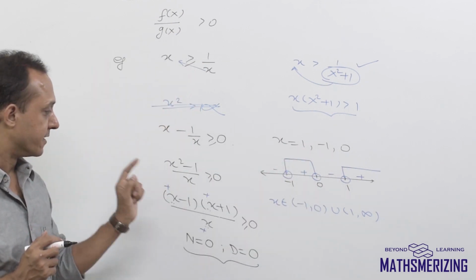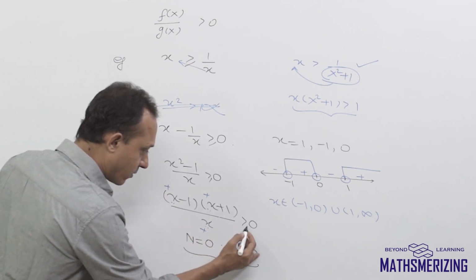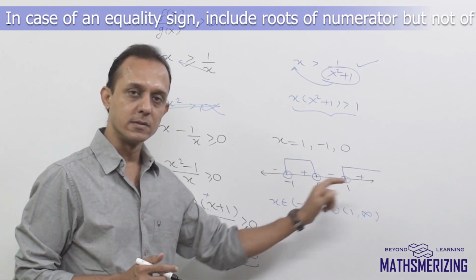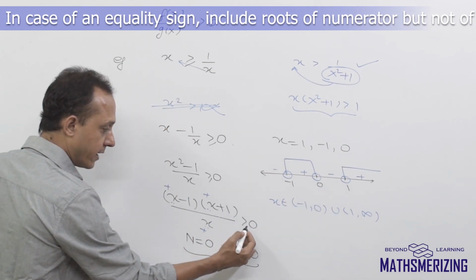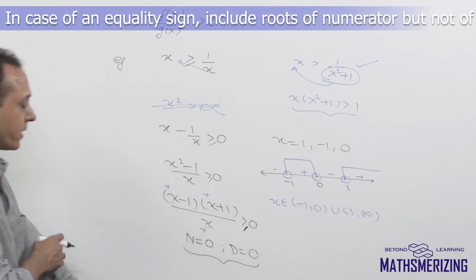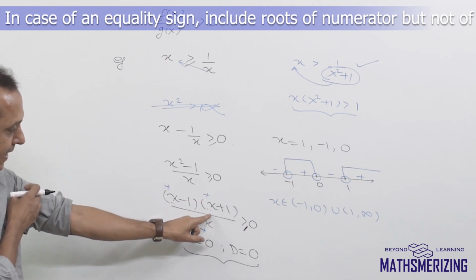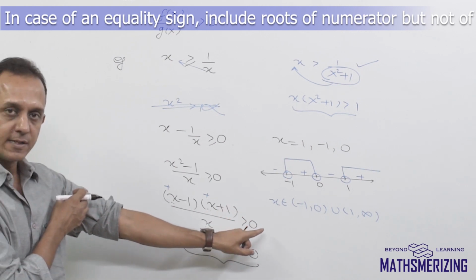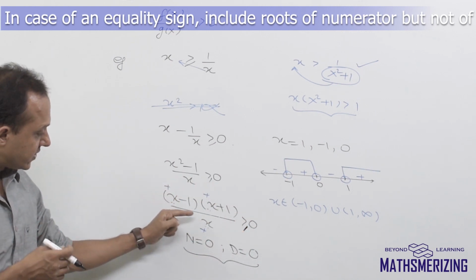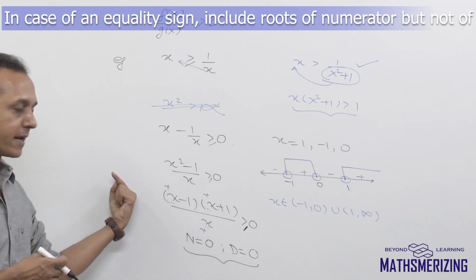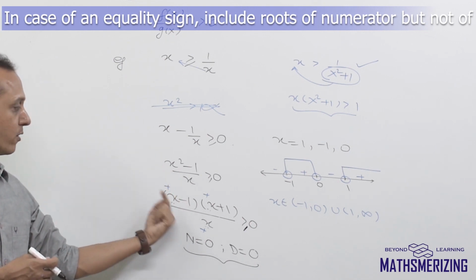So now what's the difference? The difference being now there is an equality sign. Previously there was no equality sign, so I could put all open circles there. Now here we have an equality sign. So if I put x as 1, I'll get 0. If I put x as minus 1, then also I'll get 0. But if I put x as 0, I won't get 0, I'll get infinity, either plus infinity or minus infinity, depending on the question.